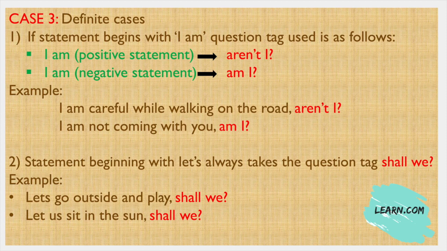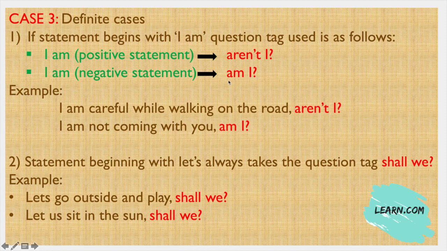Either it is aren't I or am I. The only thing which we have to keep in mind is to identify whether it is positive or negative. If the sentence containing I am is a positive statement, the question tag is aren't I. If the sentence containing I am is a negative statement, the question tag is am I.